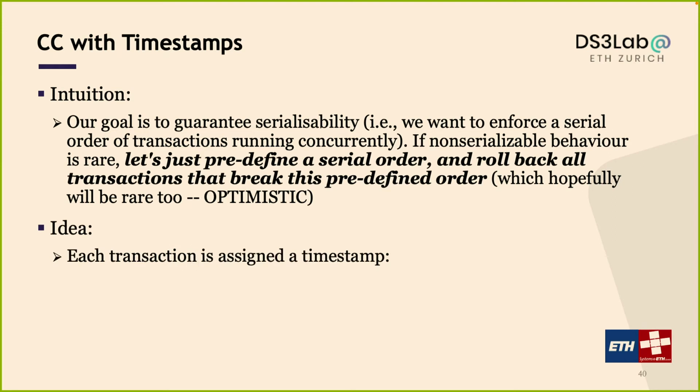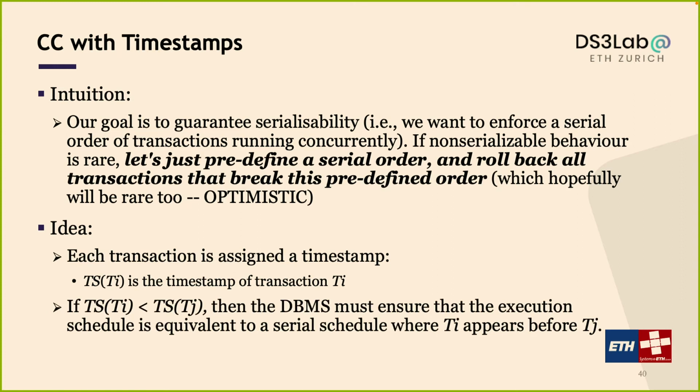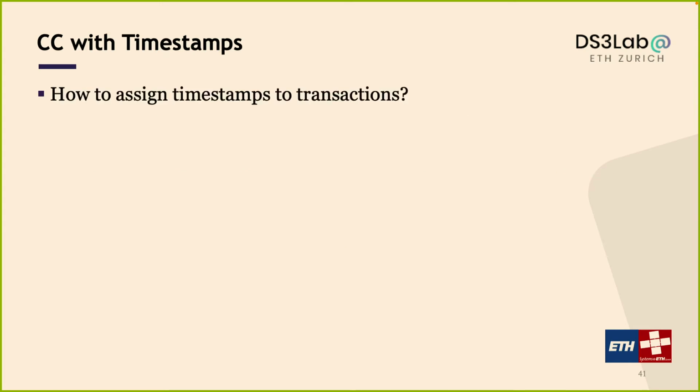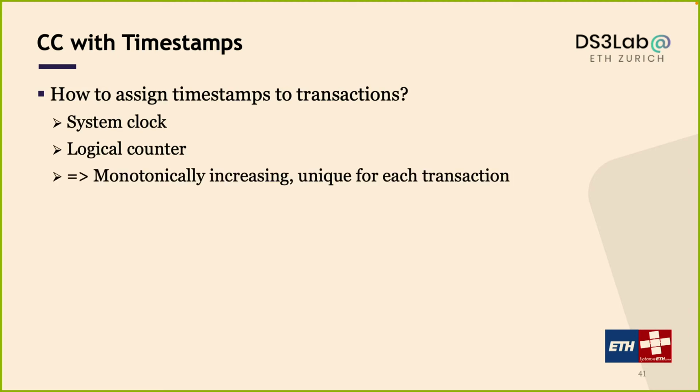The high-level idea is each transaction is assigned a timestamp. Okay? So you have transaction Ti, you have the transaction timestamp, TS(Ti), and you have other things. If your transaction Ti has a timestamp that's earlier than transaction Tj, then the database will say, okay, whatever Ti or Tj can do, it needs to respect the serial order that Ti is before Tj. And then I only allow those operations that I know are going to give me something equivalent to the serial schedule that Ti appears before Tj. How to assign timestamps? There are so many different ways. You can use the system clock, you can have a logical counter. As long as the timestamp is monotonically increasing and unique for each transaction, I'm happy.